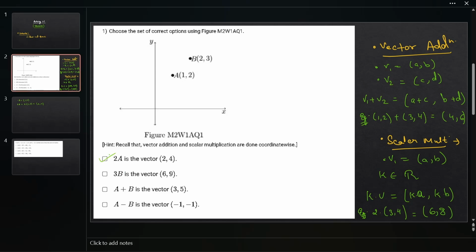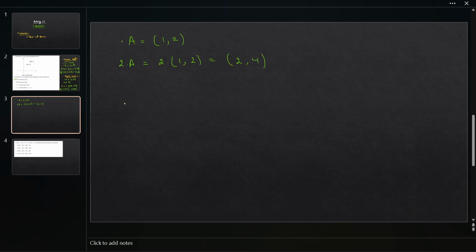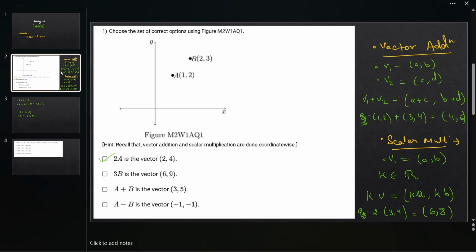So yes, option 1 is correct. Now moving to the second option, where we are asked the value of 3b. B is 2, 3. So 3b is going to be 3 times 2, that is 6, and 3 times 3, that is 9. So 6, 9. This option is also correct.